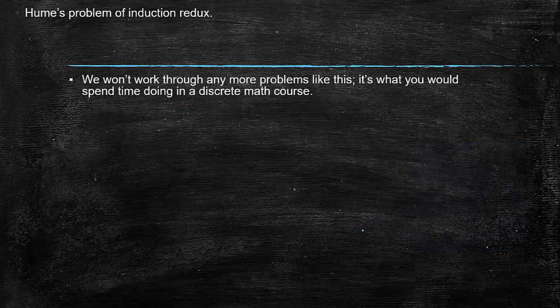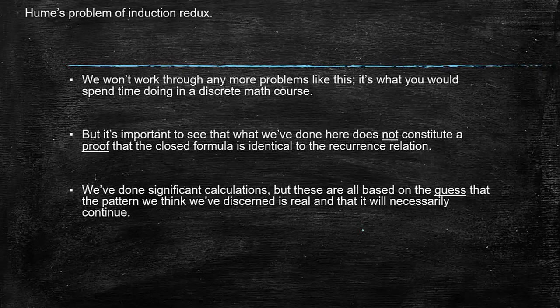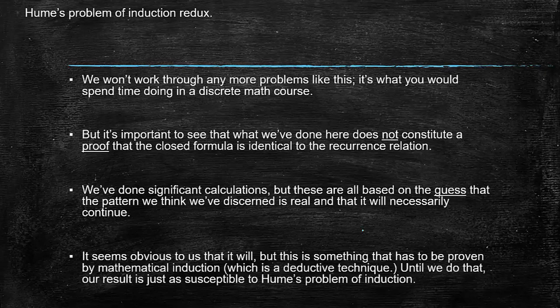So we won't work through any more problems like this. It's what you would spend time doing in a discrete math course. But it's important to see that what we've done here does not constitute a proof that the closed formula is identical to the recurrence relation. We've done significant calculations, but these are all based on the initial guess that the pattern we think we've discerned is real and that it will necessarily continue, as we were explaining before.